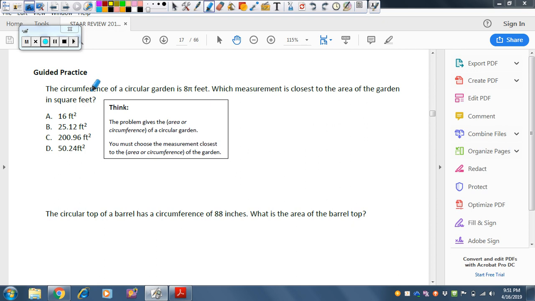All right, the circumference of a circular garden is 8 pi feet. Which measurement is closest to the area of the garden in square feet? So here's your struggle. It says circumference and it says area. What is the question asking you to give? Is it asking you for the area or is it asking you for the circumference?